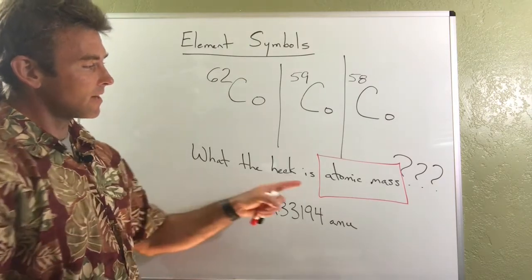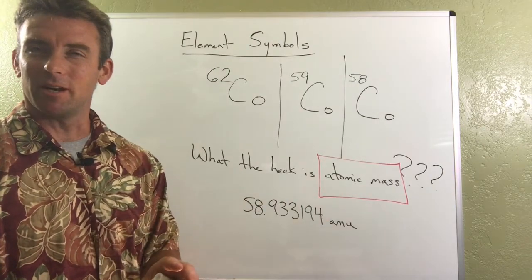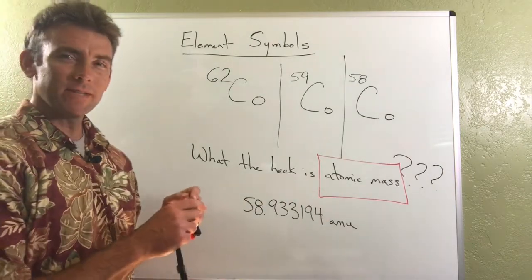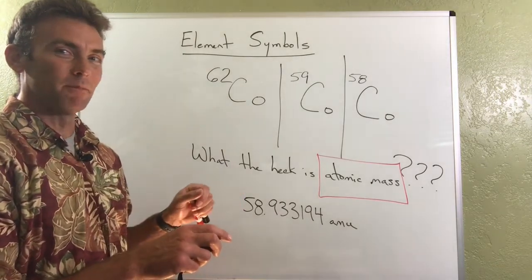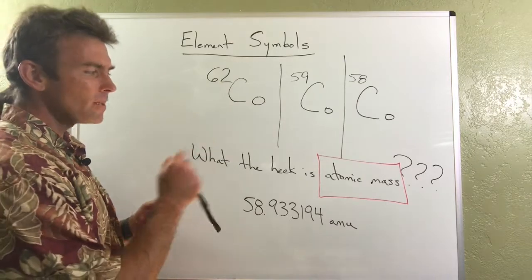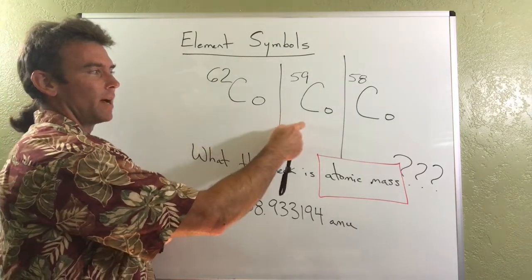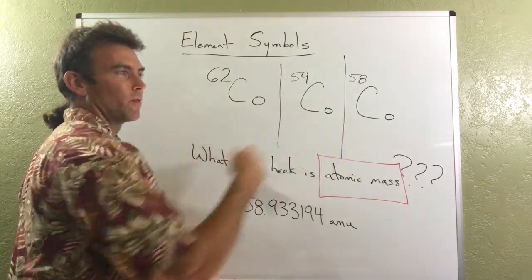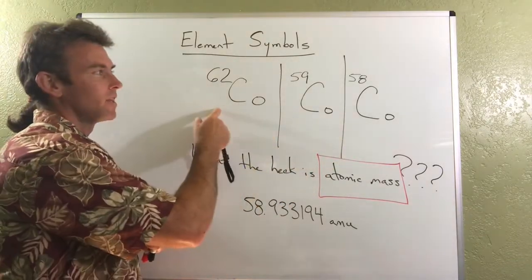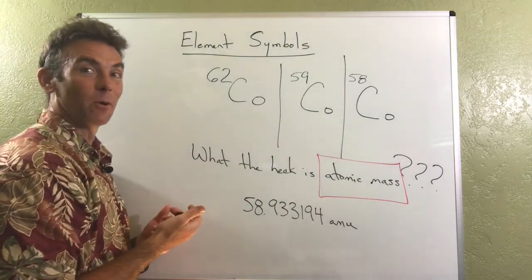And so now we have to talk about what the heck is atomic mass, right? And so bear with me a little bit here. Atomic mass is actually totally different than the other 2 concepts, but it kind of involves at least one of those concepts. So what I've done here is I've just chosen some random isotopes of cobalt, right? They're all cobalt. The only thing that's different about them is the number of neutrons, right? That's the definition of isotope.